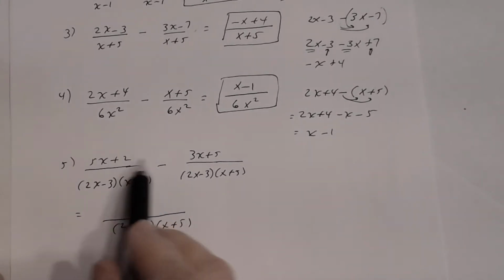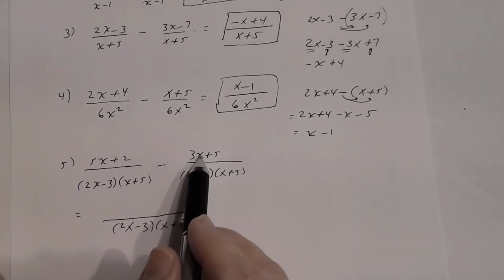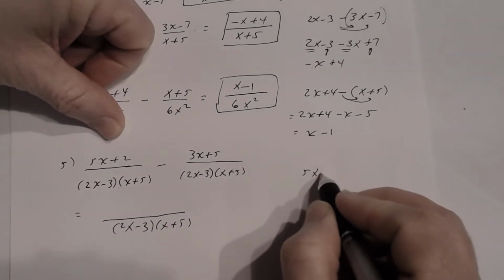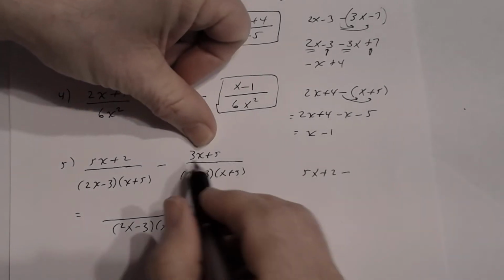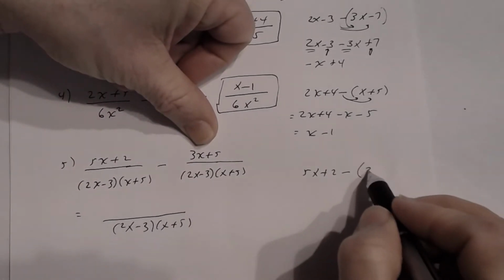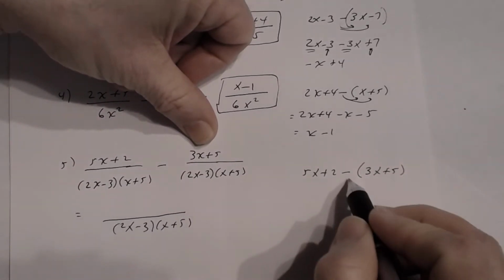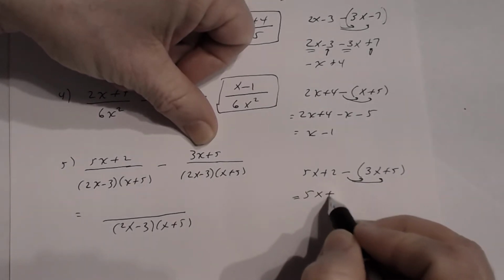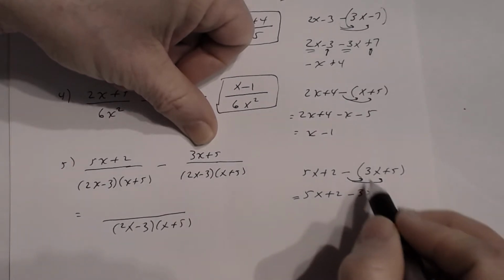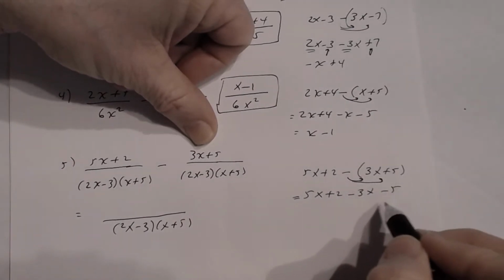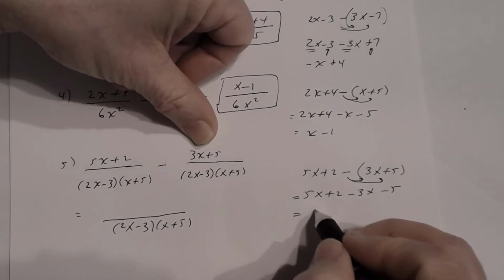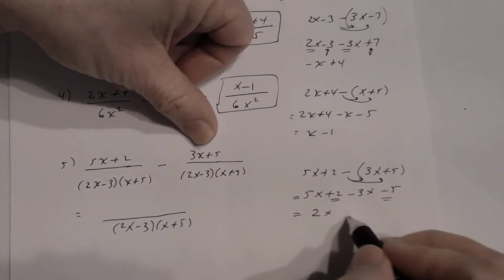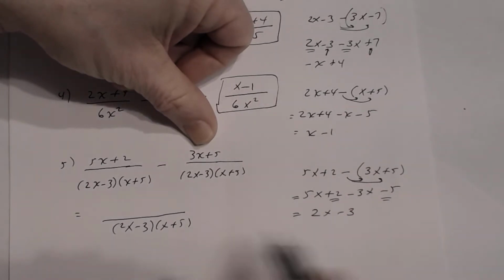The numerator, I'm going to subtract this numerator from this numerator. So I'm going to say 5x plus 2 subtract this polynomial, so that's 3x plus 5. Distributing the negative, I get 5x plus 2 minus 3x, and then minus 5. And then combine like terms, I get 5x and a negative 3x is 2x. A positive 2 and a negative 5 is a negative 3. And so that's the numerator.